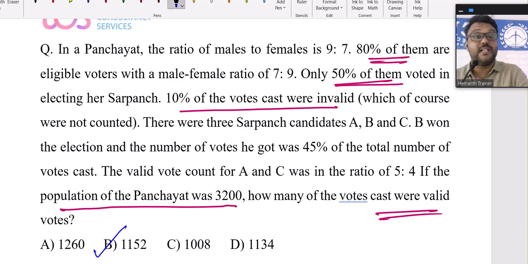B won 45% of total votes casted. Total votes casted is 1280. Among that 45% is B. Then the remaining votes should be distributed among A and C in 5:4. We can calculate what is A and what is C. If they ask at least how many votes A got, how many votes C got, how many votes B got, then I'll move further. But the question is only how many valid votes. I can stop here. My job done.